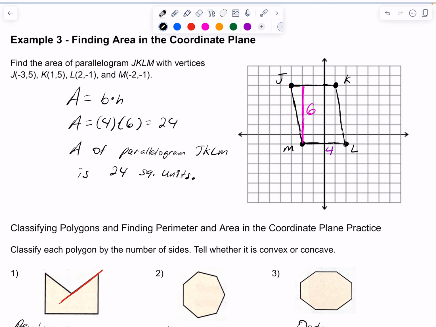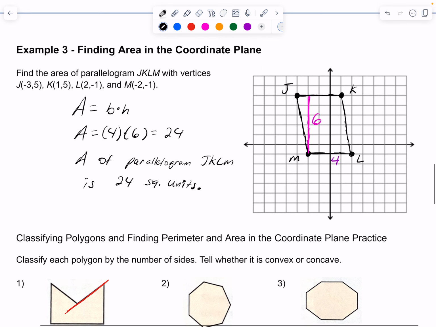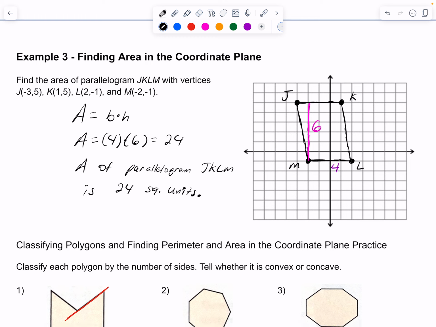Okay, so that's it for this. There are some more practice problems on here that you'll get a chance to try, but refer to this video if you need any help on finding the area, the perimeter, and then again discussing polygons and concave versus convex.